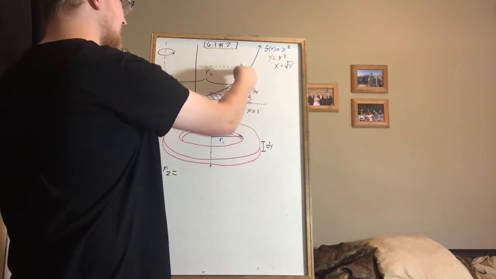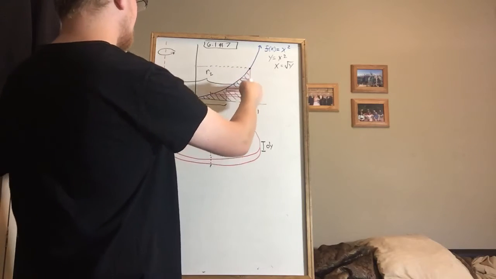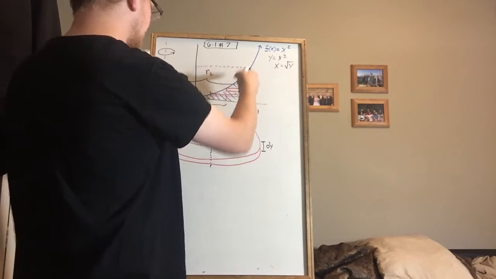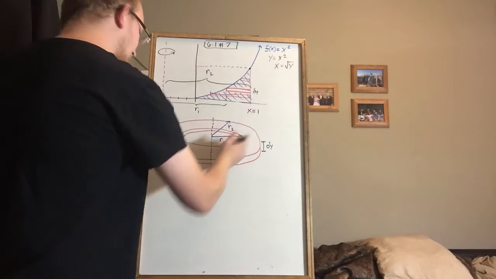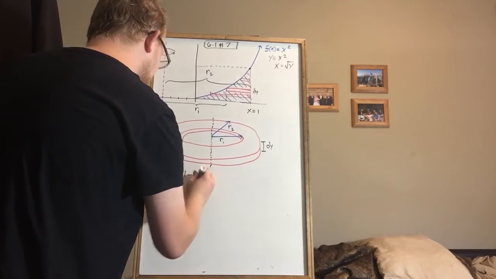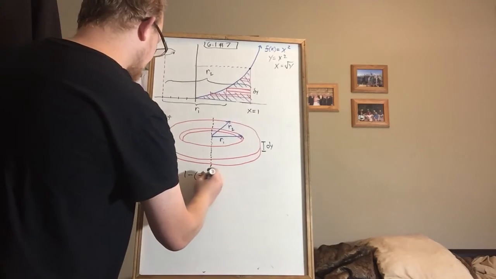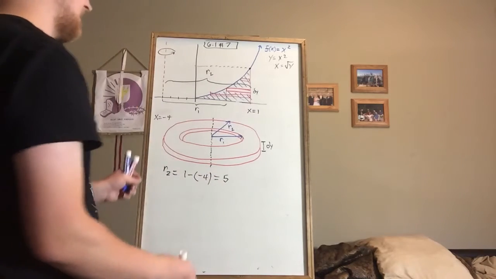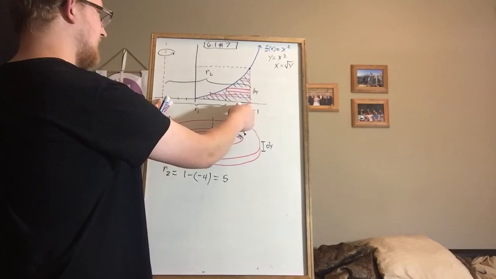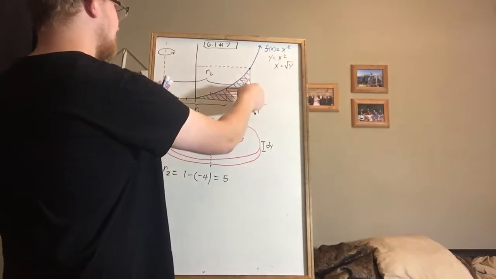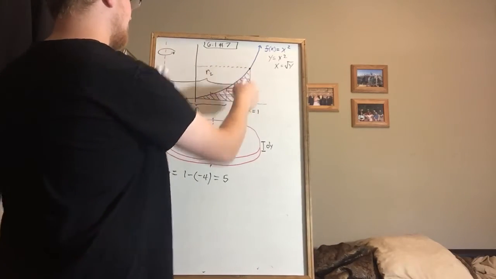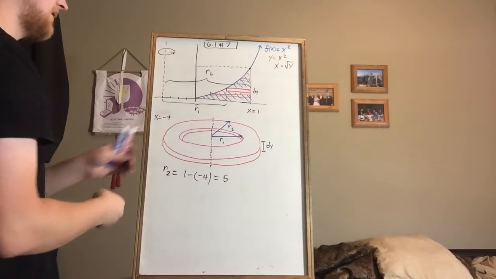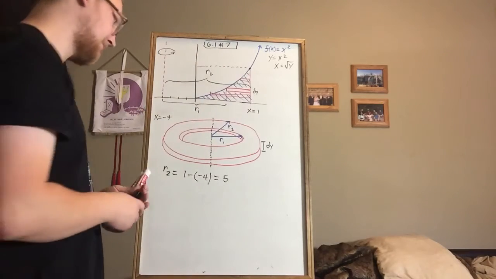So my outer radius for every one of these washers is actually constant. So what I have is my 1 minus my minus 4, which is where the axis is at. And what you'll find is that radius 2 is always 5. So in other words, from here to there is always 5. Here to there is always 5. It works for every component in my integration.